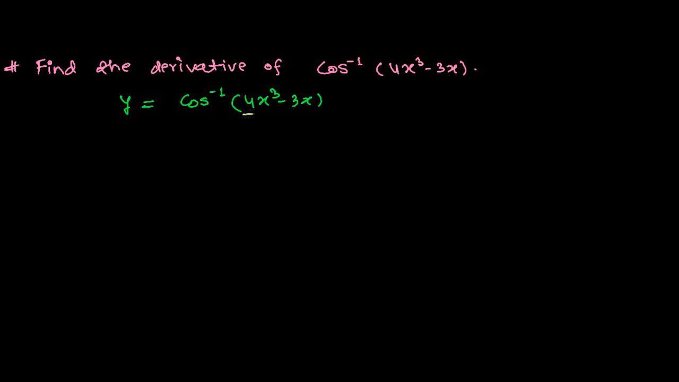4x cubed minus 3x. What do you get from here? Actually, I just want to tell you, just think over this. 4x cubed minus 3x, and here is cos. So there is some relationship. See, what is exactly that?